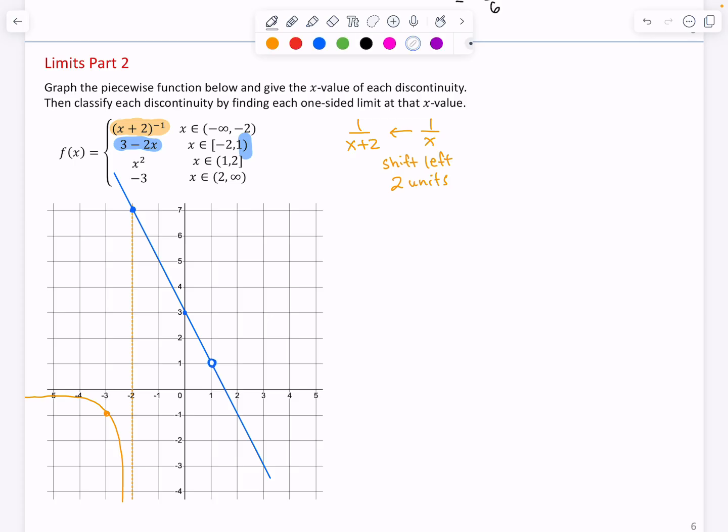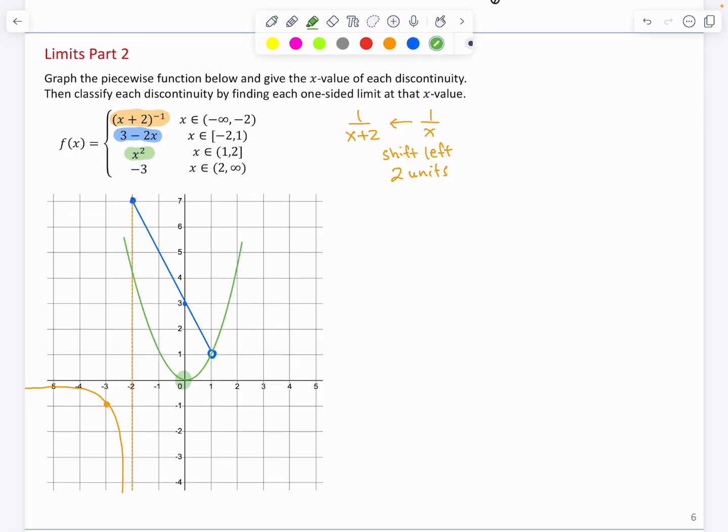And then we only keep the portion of the line in between these x coordinates. Now let's focus on the third portion, x squared. X squared is just a basic parabola. It has a vertex at the origin, also goes through (1, 1), goes through (2, 4), etc. And we want to keep only the portion of this parabola between 1 exclusive and 2 inclusive. So we'll have a solid point at (2, 4) and another hollow point at (1, 1).